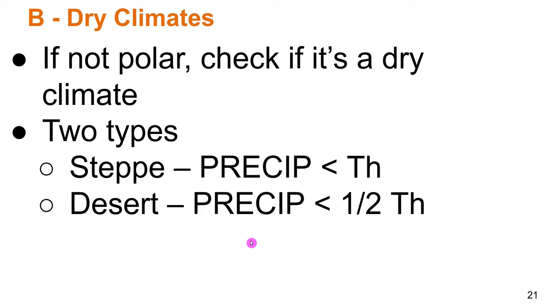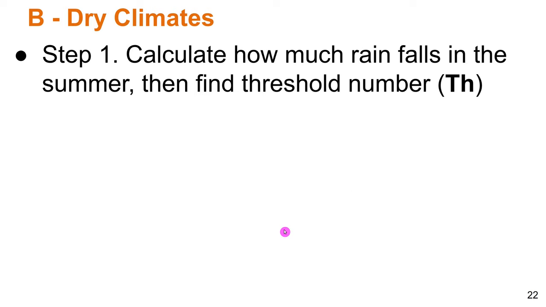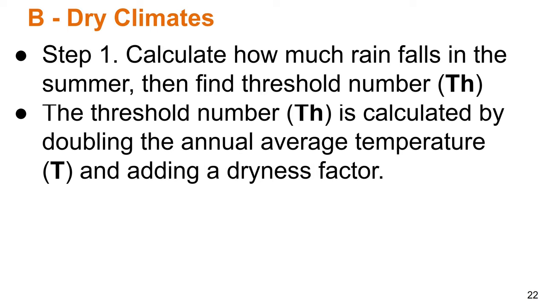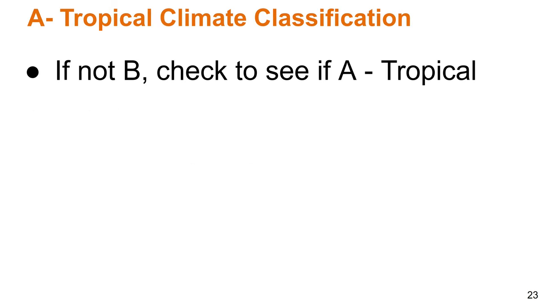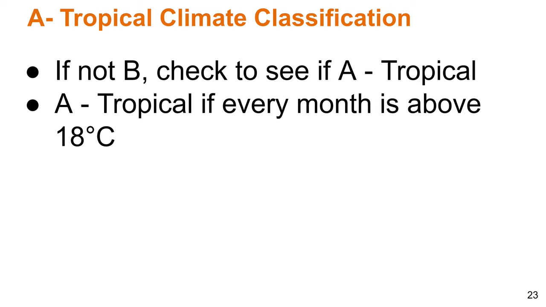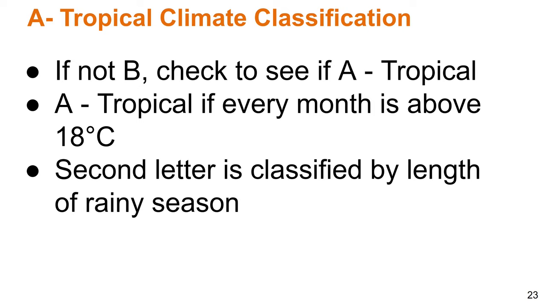And if it doesn't meet the threshold to be a dry climate, then we check to see... oh yeah, we'll do this next week. Next week, we'll find the threshold number calculated by doubling the average annual temperature and adding a dryness factor based on when the rainy season is. But we checked, it wasn't dry. So then we check to see, is it a tropical climate? Is every month above 18 Celsius?